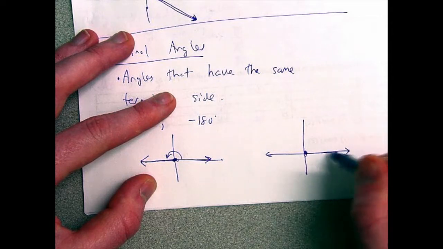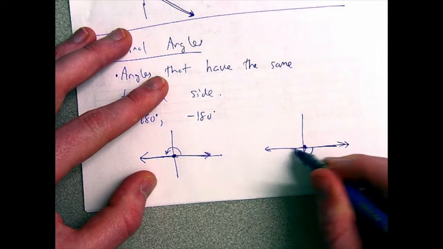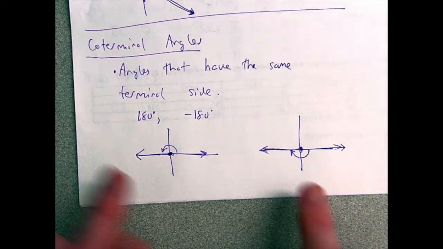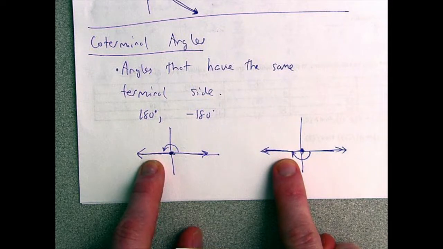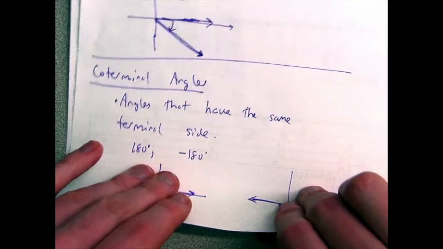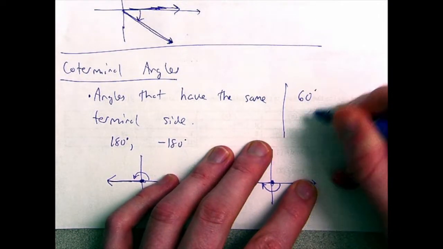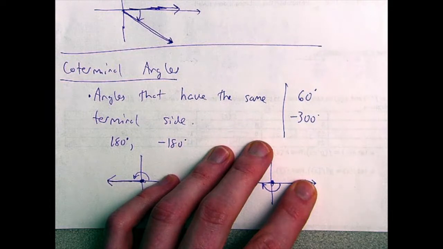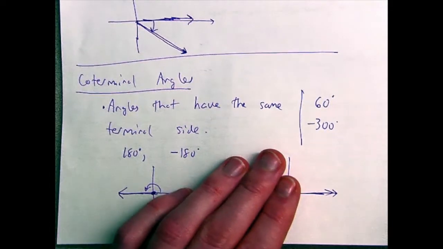So here's the initial side, right? Negative 180, you would open the angle this way, and there's your terminal side. Now the thing that you see is that these two angles, their terminal sides overlap. They're in the same place. So these angles are called coterminal. Now there's lots of other examples that I can give you of these. Things like, for example, 60 degrees and negative 300 degrees. Those are coterminal. If you plot them, the terminal side lands in the same location.